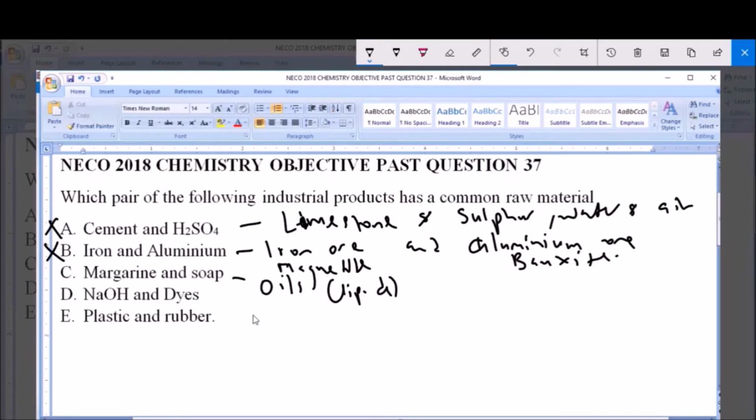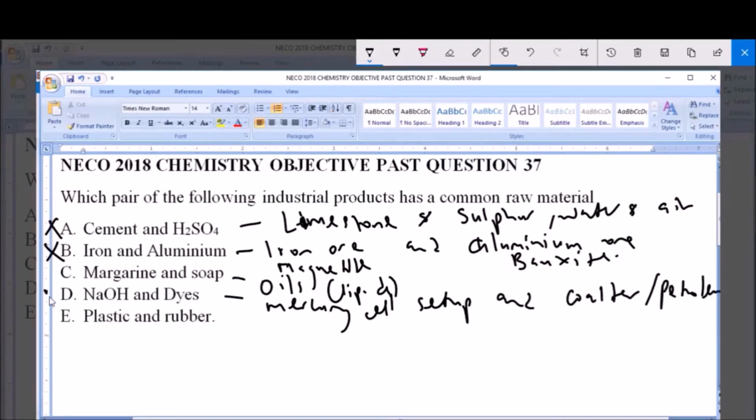Now option D, sodium hydroxide and dyes. Sodium hydroxide is made using the mercury cell setup, and then dyes are made using coal tar and other petroleum products, so they don't have common raw material.